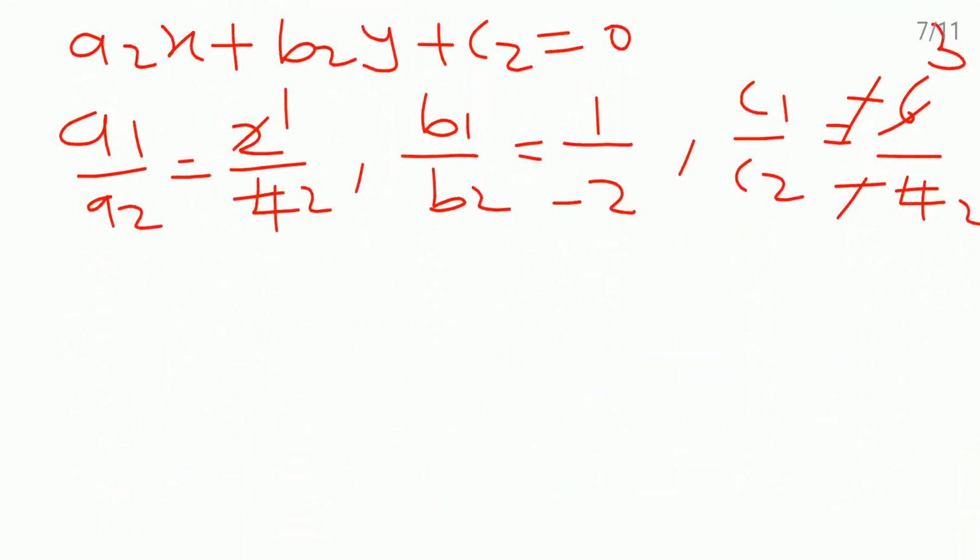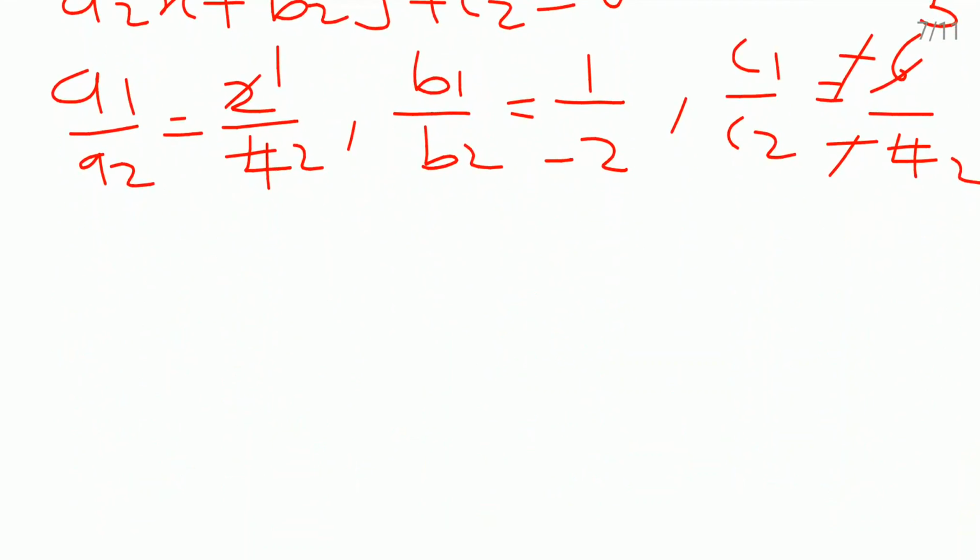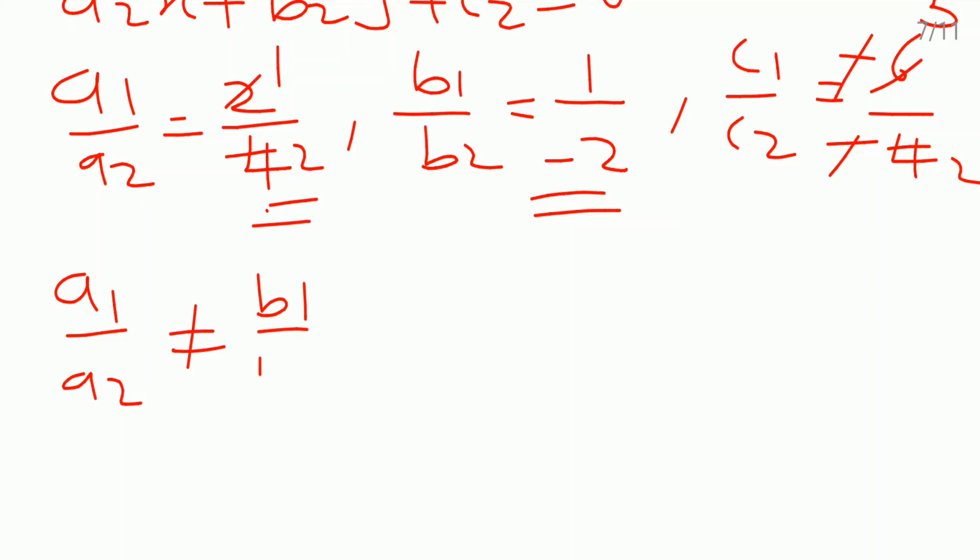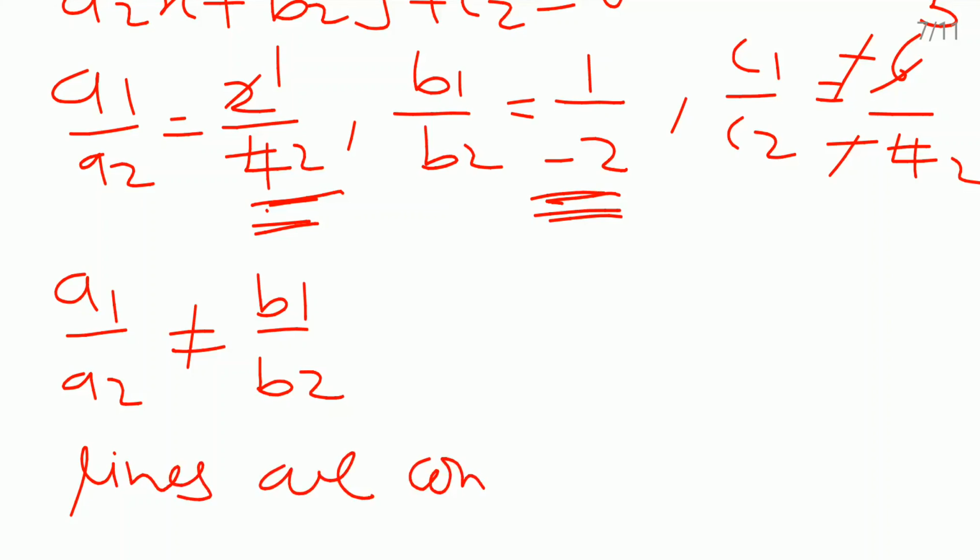Look at the ratio. In the first ratio only we come to know both the ratios are not equal. a1 by a2 is not equal to b1 by b2 because the first ratio is 1 by 2 and second is minus 1 by 2. As these two ratios are not equal, that means lines are intersecting lines. Intersecting lines means one solution. It means that lines are consistent. So here lines are consistent. Correct? As the lines are consistent, we need to draw the graph.